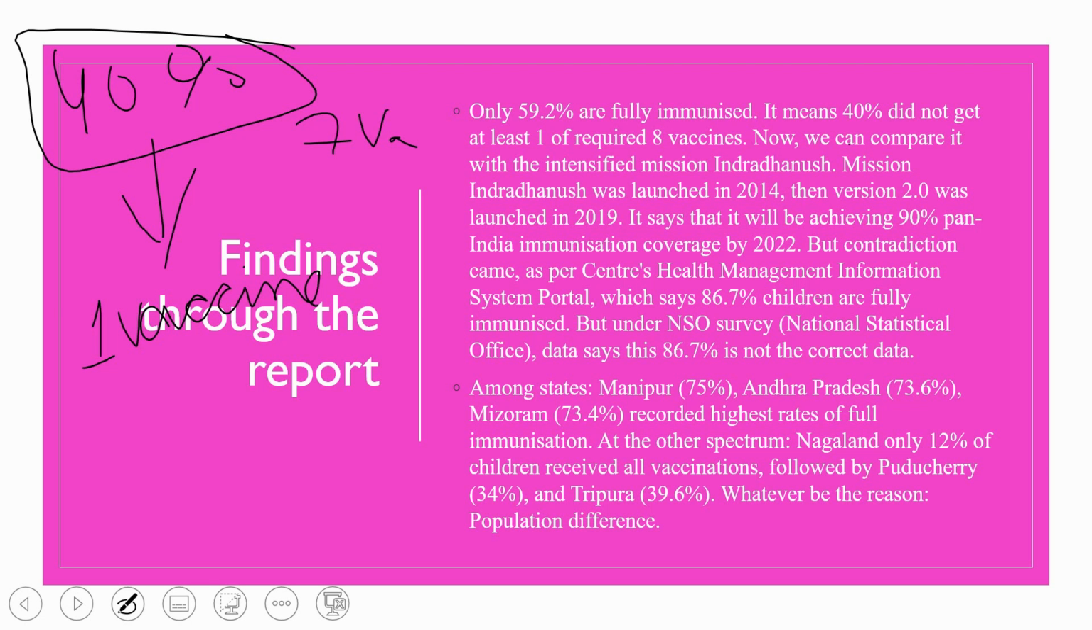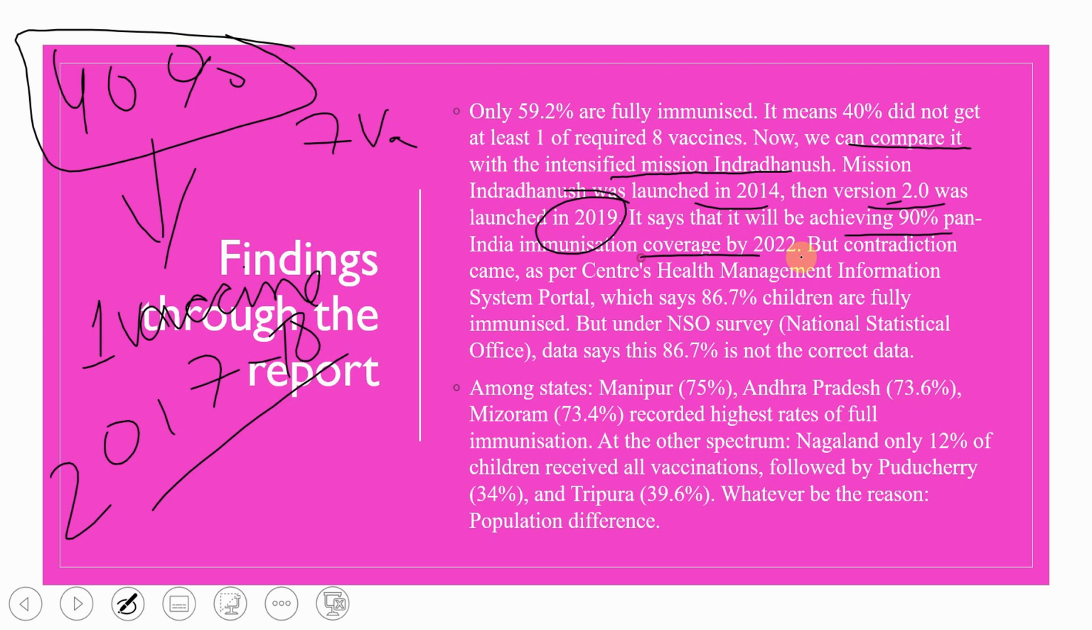Okay, now we can compare it with the intensified Mission Indradhanush. Mission Indradhanush was launched in 2014, and then Indradhanush version 2.0 was launched in 2019, and this survey was conducted from 2017 and 18 data. Now this report has been released. So it says that as per Indradhanush 2.0, it will achieve 90% pan-India immunization coverage by 2022.